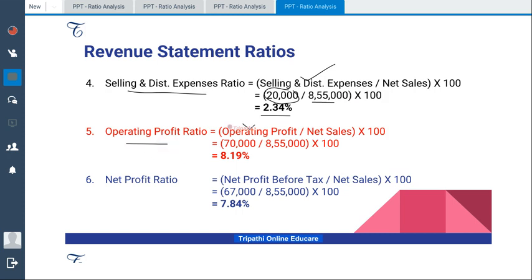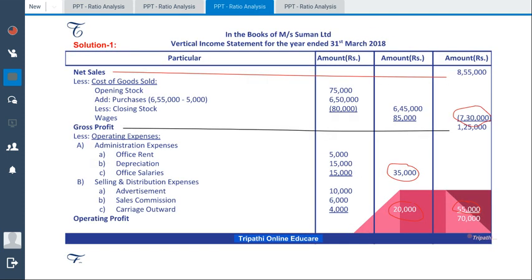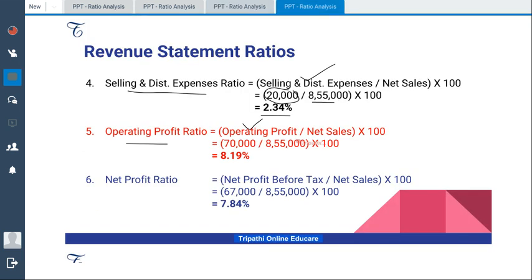Operating profit ratio. Formula is operating profit upon net sales into 100. So operating profit, if you see, the operating profit of this company is 70,000. So we will take 70,000 upon 8,55,000, which is net sales, into 100. So that will give you 8.19%. So the operating profit ratio of this company is 8.19%.